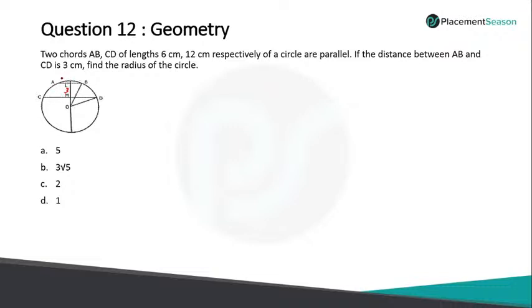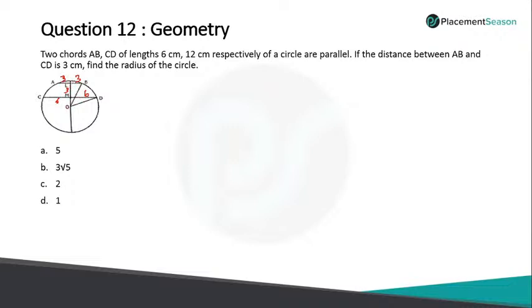So AB is given as 6, so AL should be 3, LB should be 3. Now I know CD is also 12, so CM should be 6, MD should be 6. They're asking for the radius of the circle. OD is a radius, and OB is also a radius. If I take the angle OLB, in this triangle OLB, I know LB.